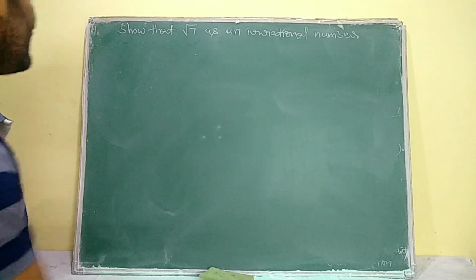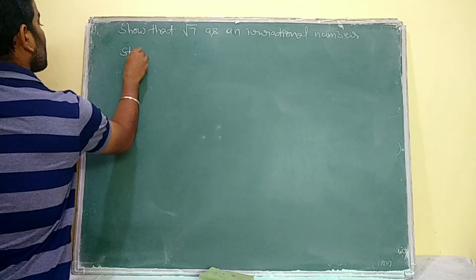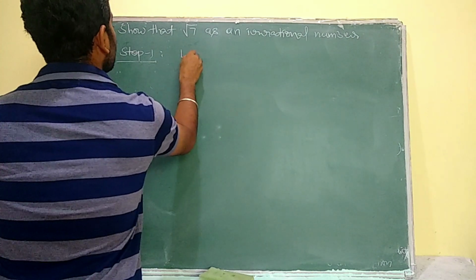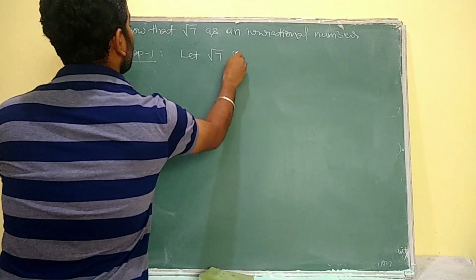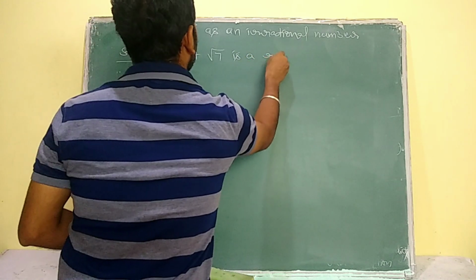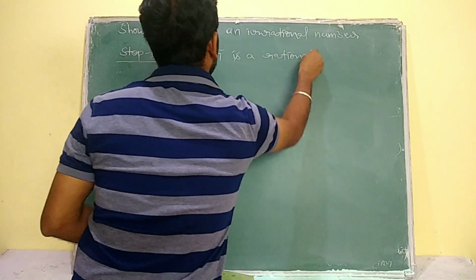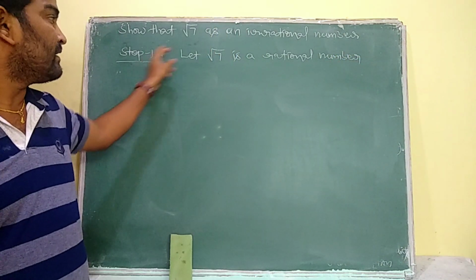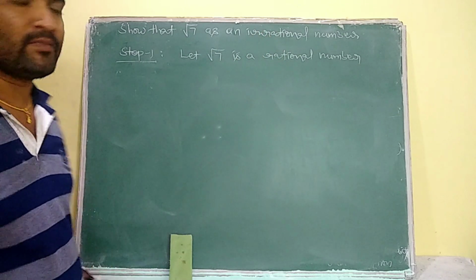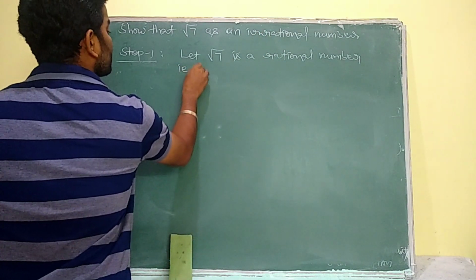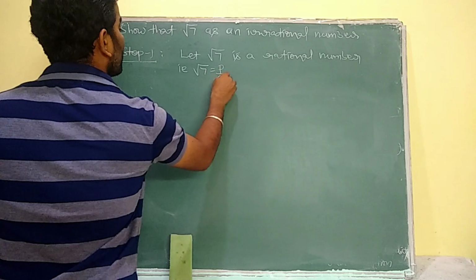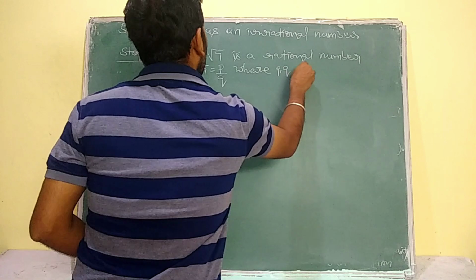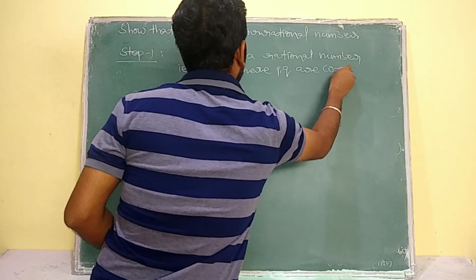For that our step 1 is: let root 7 is a rational number. So step 1, let root 7 is a rational number. That is, root 7 is expressed as some p by q where p comma q are co-primes.